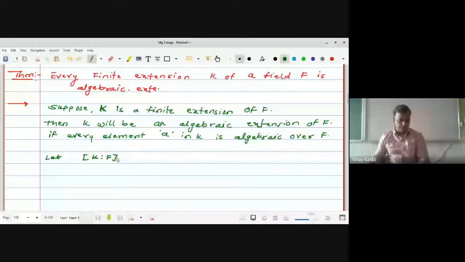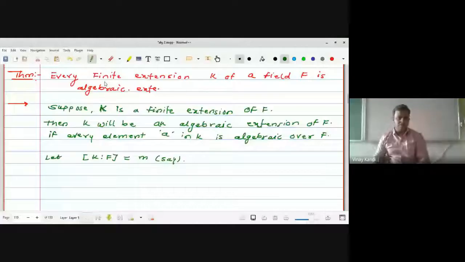Okay, what is given to us? The finite extension, every finite extension K. Okay, so here K is a finite extension of F. This means the degree of K over F is m, which is finite. So we have to prove that this extension is an algebraic extension. That means every element A belonging to K is algebraic over F. Okay, now since K is a field, and A belongs to K.